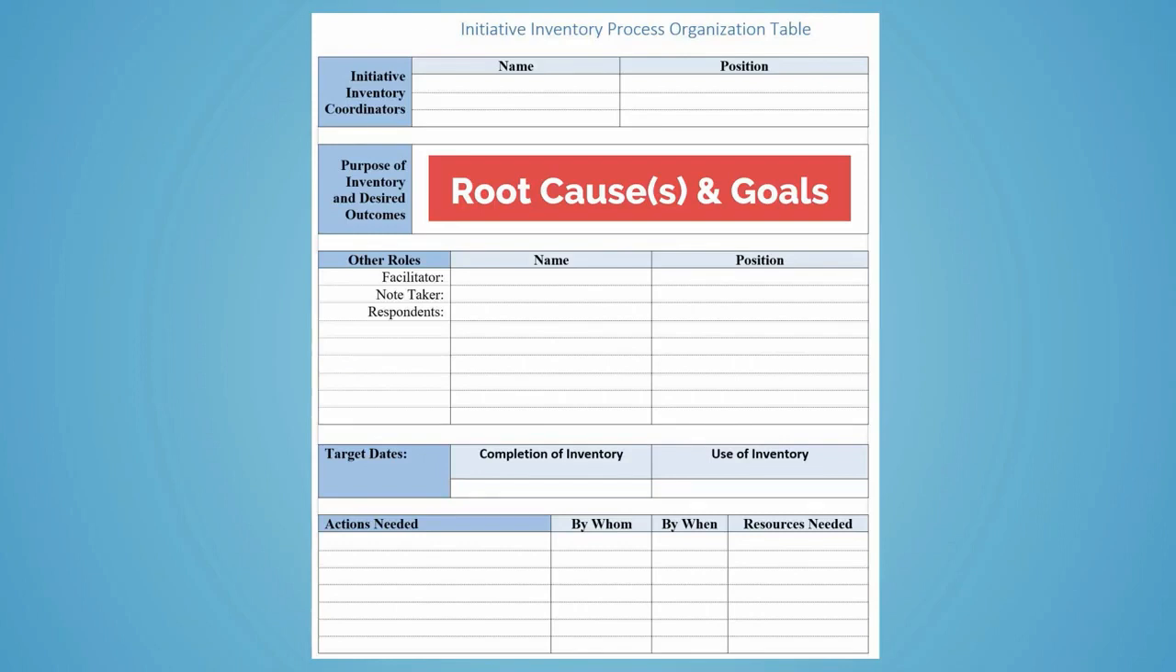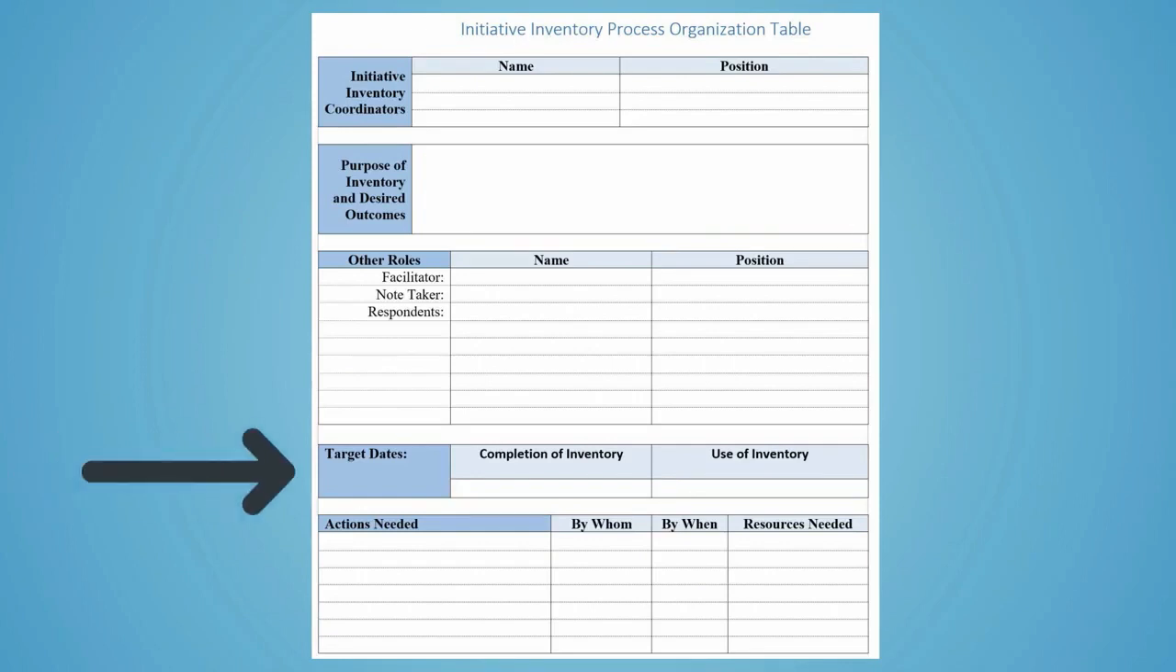desired outcomes. In the next section, identify a reasonable date for the inventory to be completed and how it will be used and shared. It may take 2 to 3 hours for the initial inventory phase, but additional information will most likely need to be gathered. Decide what actions will need to be taken and information needed, who will be responsible for completing each task, when it is expected to be completed by, and any resources they may need to complete it.